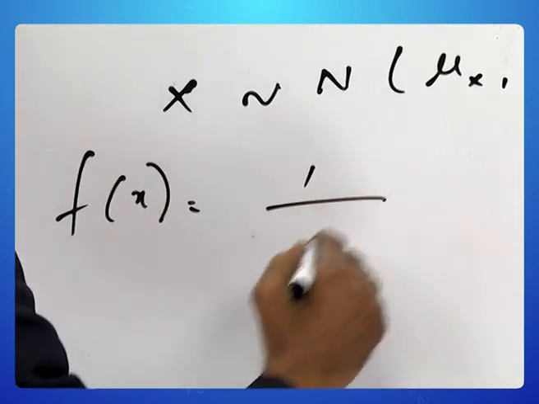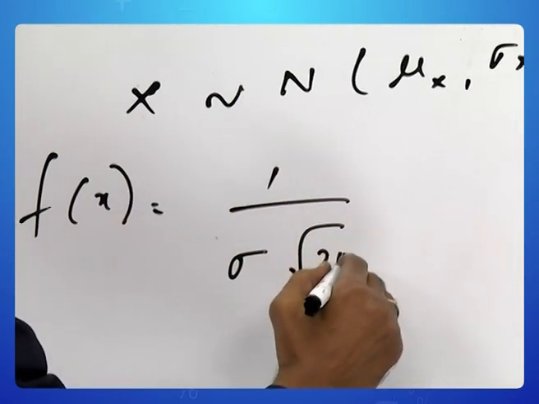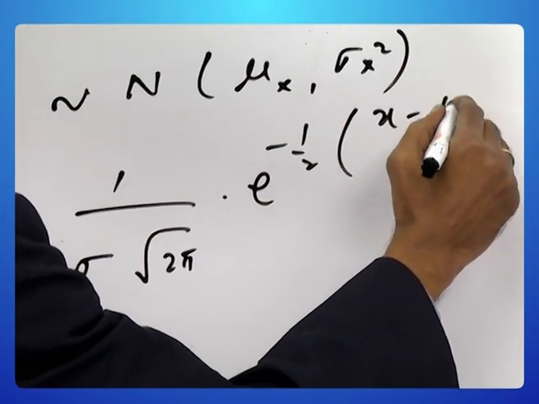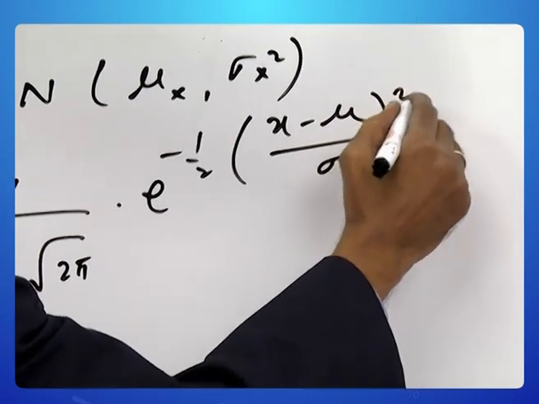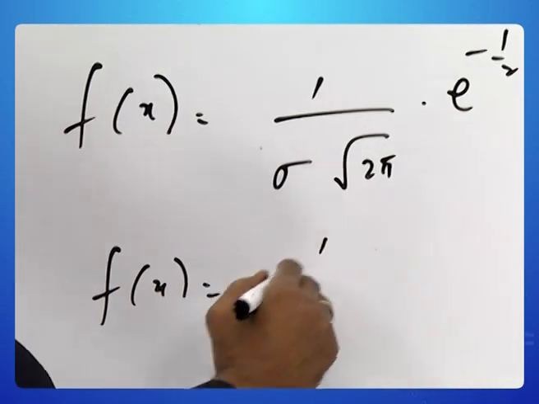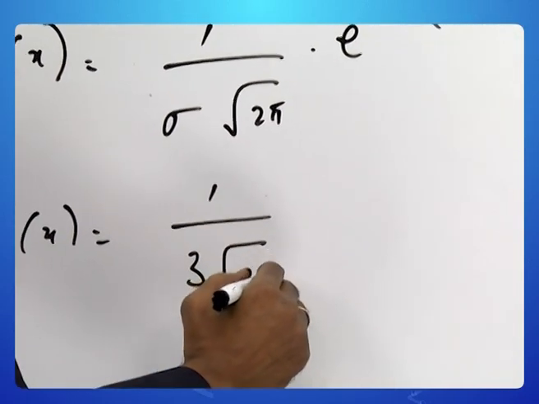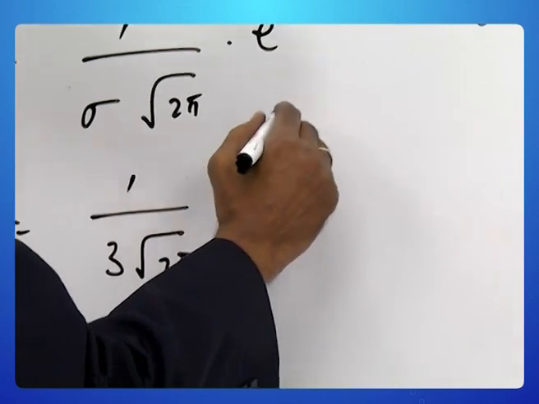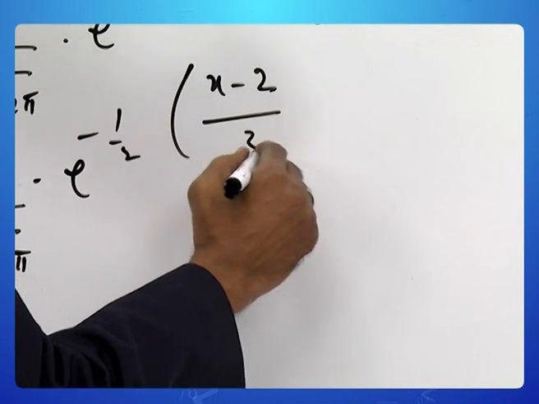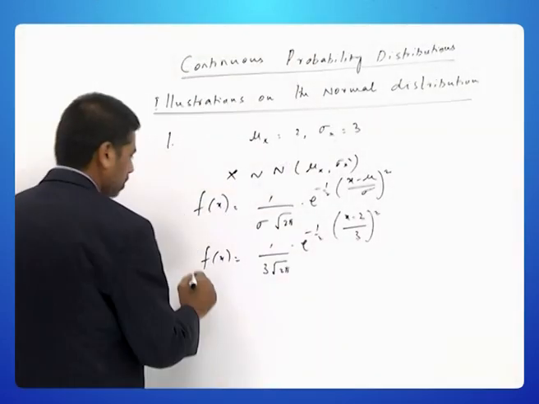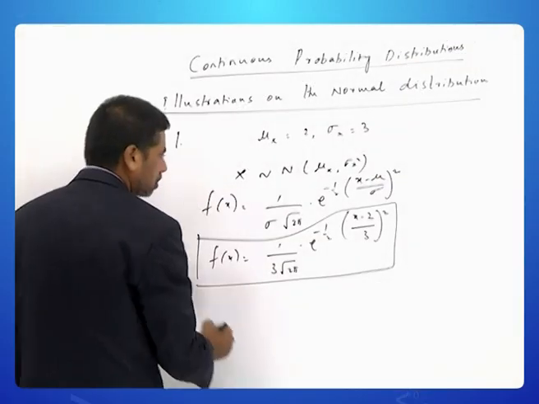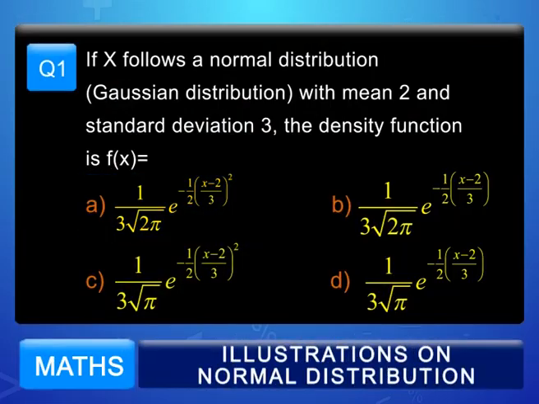The density function, if you remember, is 1 by sigma root 2 pi e power minus half into x minus mean by standard deviation whole squared. Apply to this question, f of x is equal to 1 by 3 root 2 pi e power minus half into x minus 2 by 3 whole squared. So, it is a direct application, no complication, and the correct option for this problem is A.